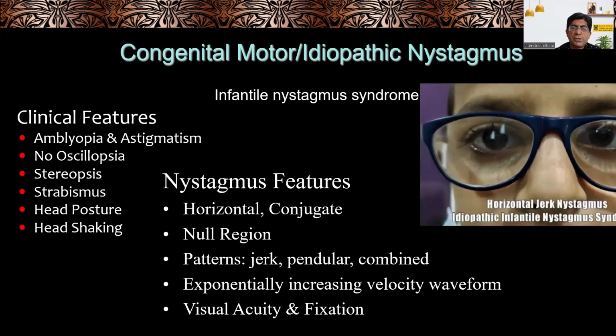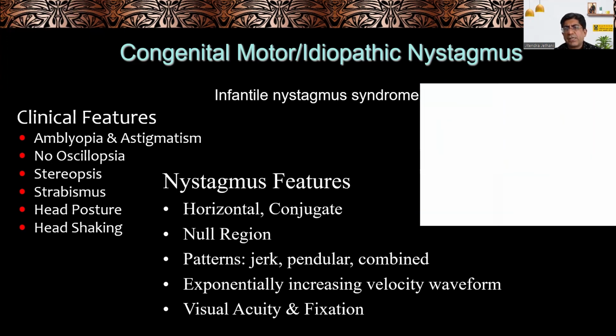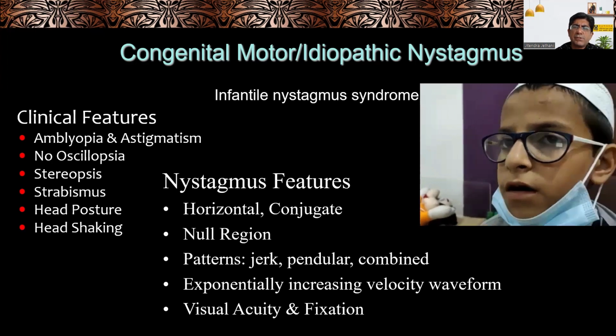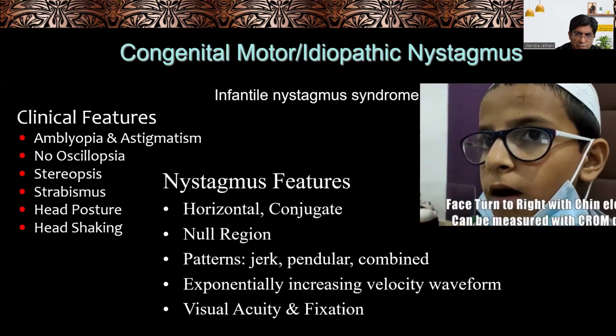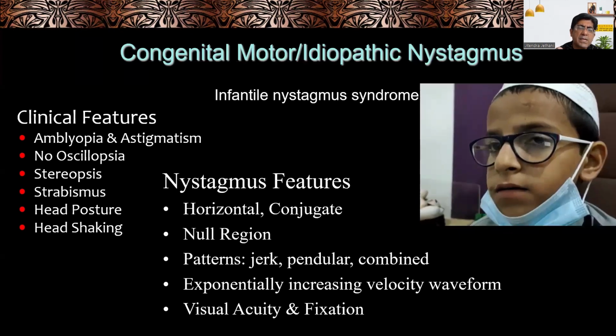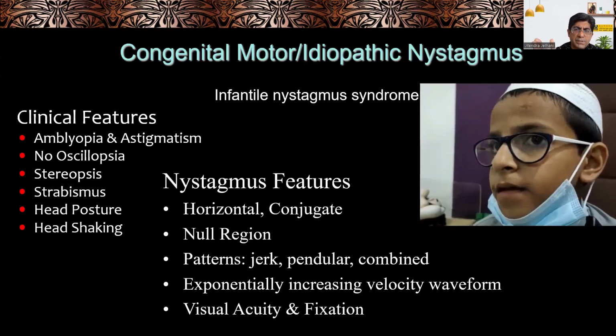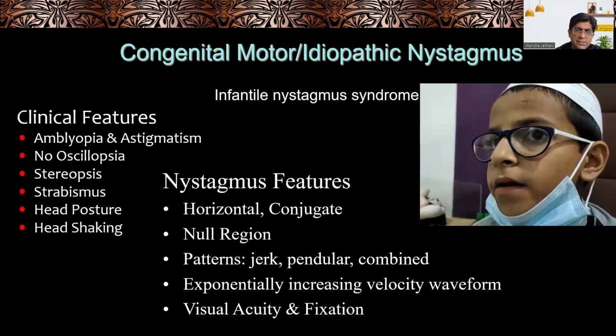So there is a head posture, and there can be head shaking also. So this is one of the cases. I'm just trying to show some of the cases. You can see that the patient has a face turn to the right with a little bit of chin elevation. The patient is turning his head towards the right. The patient is having horizontal conjugate nystagmus, with a null zone on levoversion.